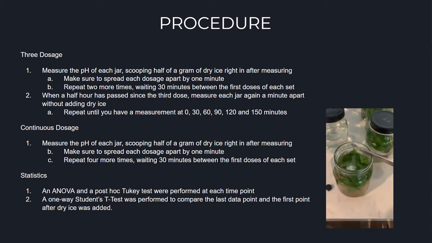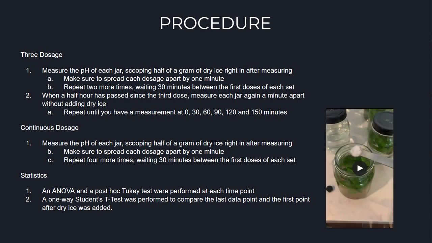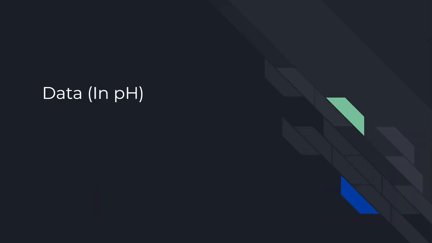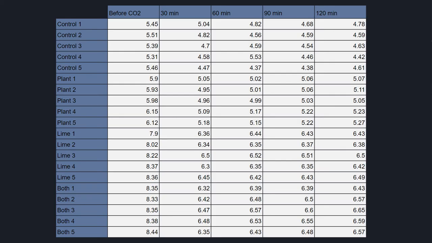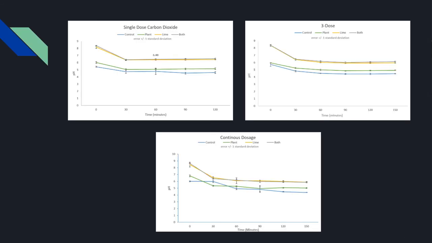This video demonstrates how dry ice was placed into the jars. The pH was recorded on a spreadsheet. There were 5 trials of 4 groups with 30-minute increments. The pH was also recorded at 150 minutes in the second and third experiment. The data collected was then put into graphs.